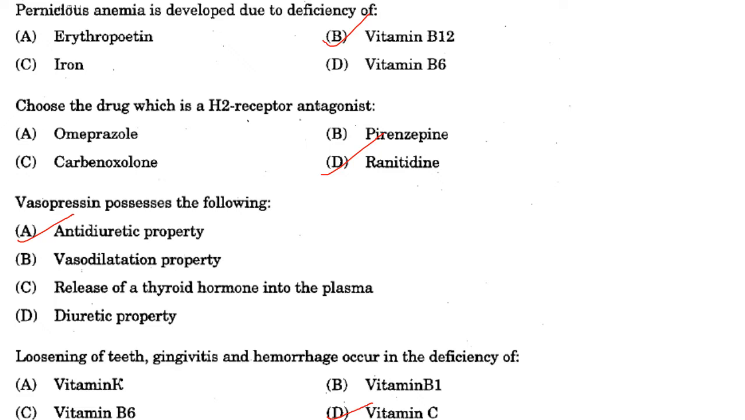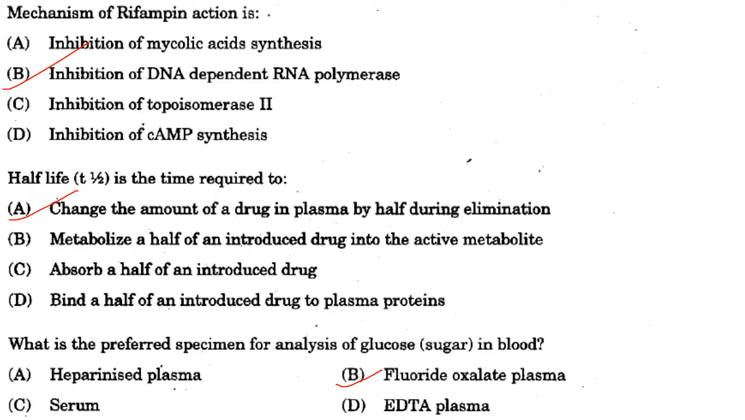Vasopressin possesses the following property: antidiuretic property, vasodilation property, release of a thyroid hormone into the plasma, and diuretic property. So vasopressin has got antidiuretic property. Answer is option A. Loosening of teeth, gingivitis and hemorrhage occurs in the deficiency of vitamin C. Answer is option D. Then next one.